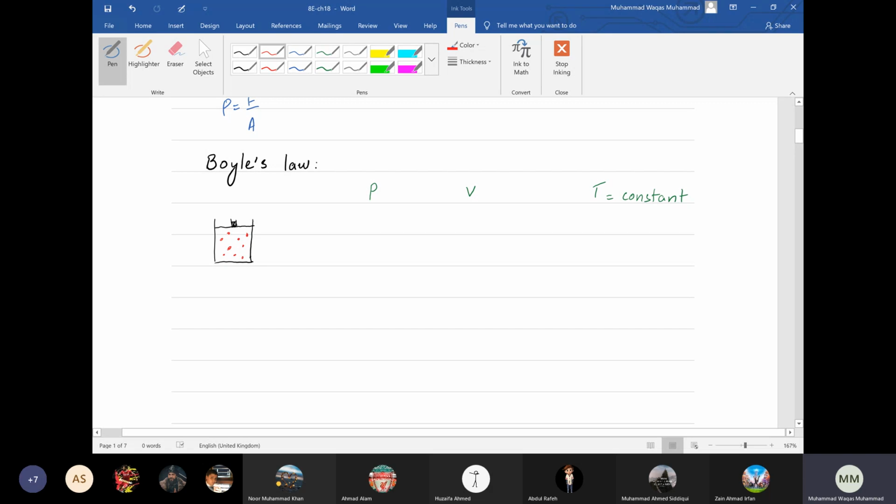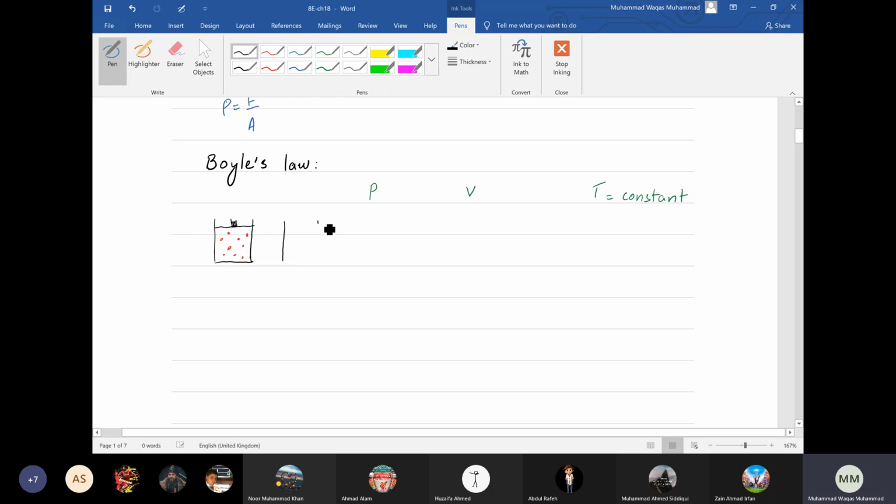Now beta, let's say here the gas has a certain volume. We know that the volume of the container is basically the volume of the gas, right? Now beta, if we move this piston up and down, what will that cause?